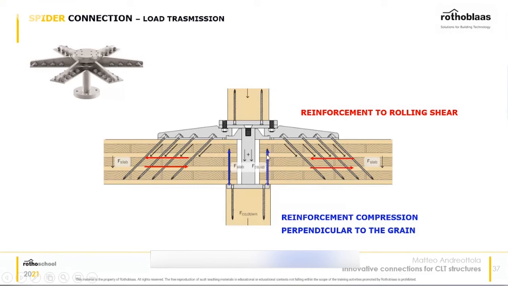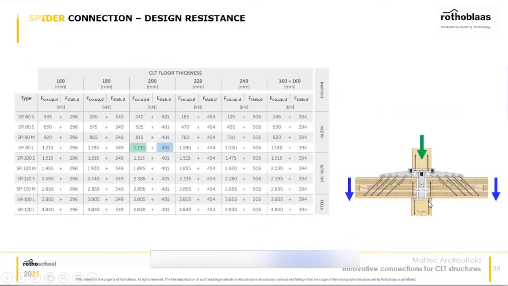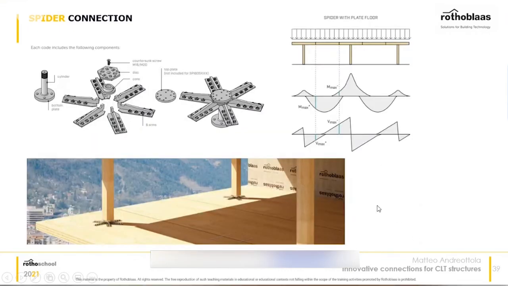These reinforcements are not always needed because, as we said before, basically the floor is hanged onto these steel arms here that take all the load and bring it back to the other column. All the resistances are already calculated for you. So here again, it's very easy to calculate, even if it looks like a very complicated connection. You can find it in the catalog.